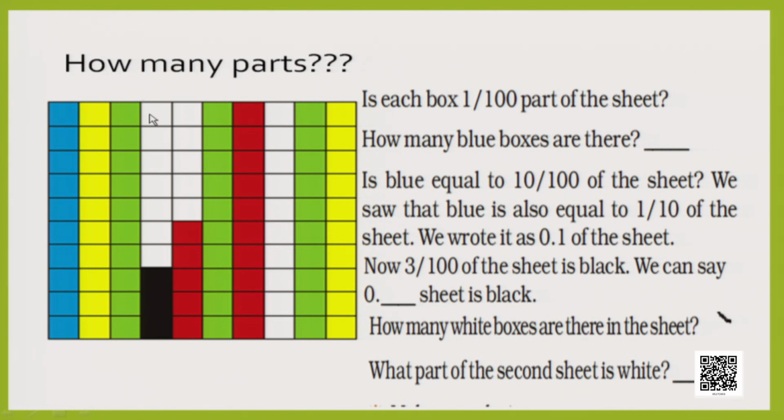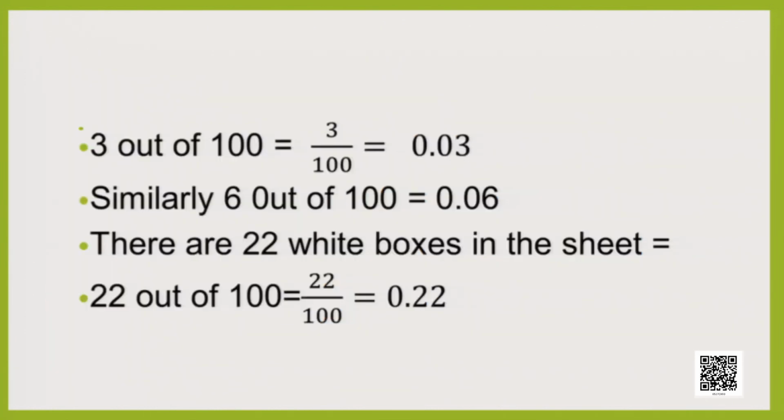So let's count 1, 2, 3, 4, 5, 6, 7, 8, 9, 10, 11, 12. Now there are 12 boxes and here there are 10 boxes. So what is the total number of boxes? Yes, there are 22 boxes out of 100 boxes in the colored picture. So 22 out of 100, how can we write it down?